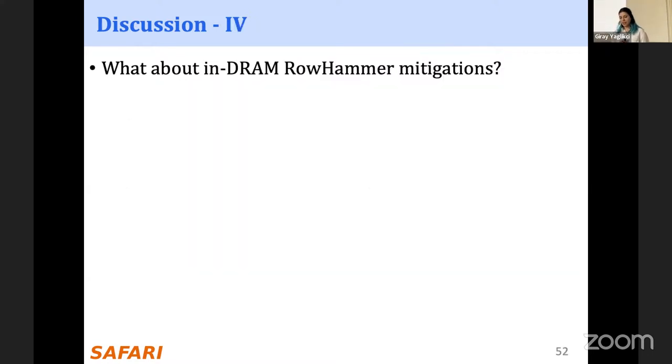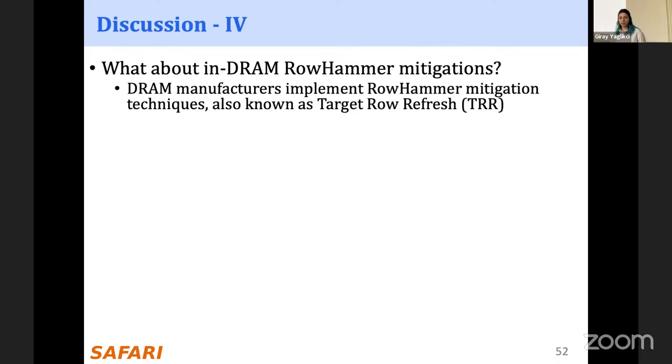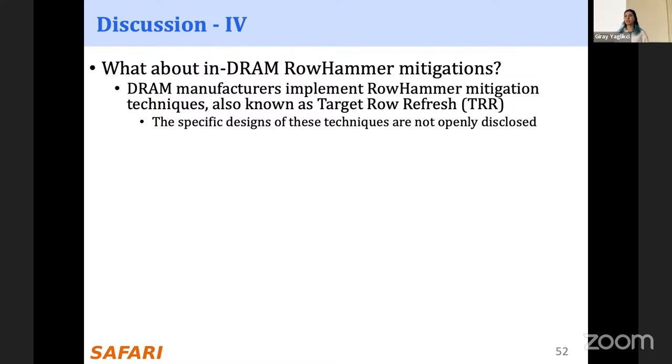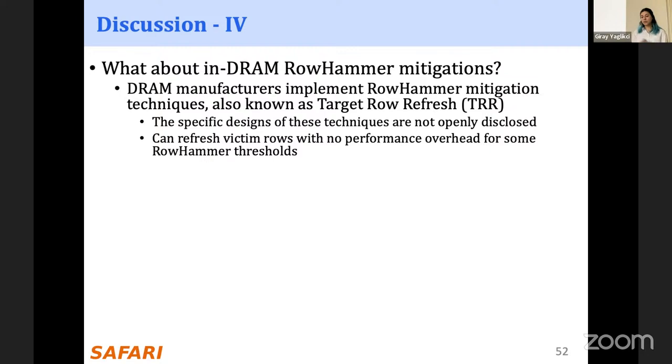And the last discussion point. So what about in-DRAM RowHammer mitigation? Let me give you some background. DRAM manufacturers implement RowHammer mitigation techniques, also known as target row refresh. And we don't have the full details of how these work. They are not publicly discussed or shared. However, what we know is that they can refresh victim rows with no performance overhead for some RowHammer thresholds by overlapping the latency of preventive refreshes with other DRAM operations.